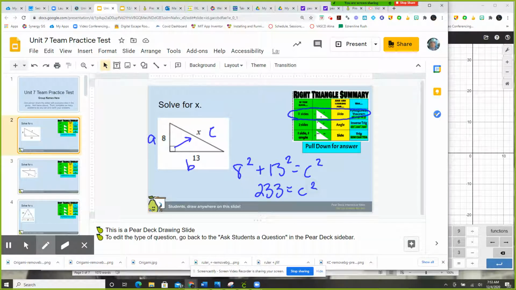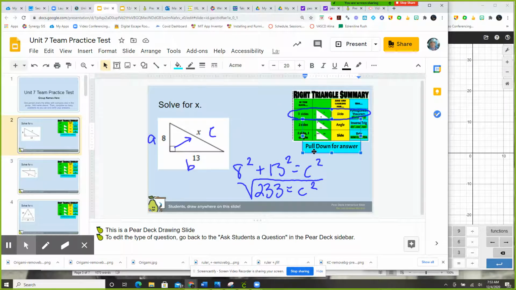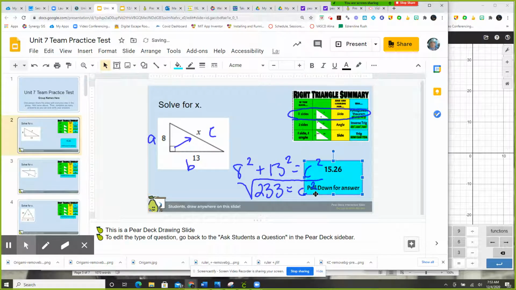Why not? I do have to square root it. So when you square root it, the answer hopefully is 15.26.